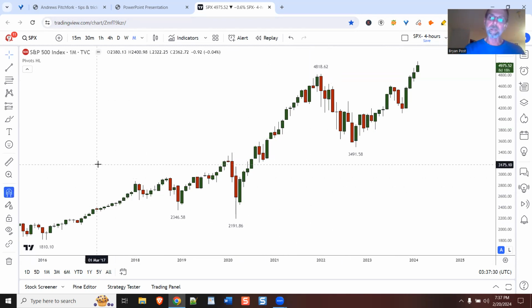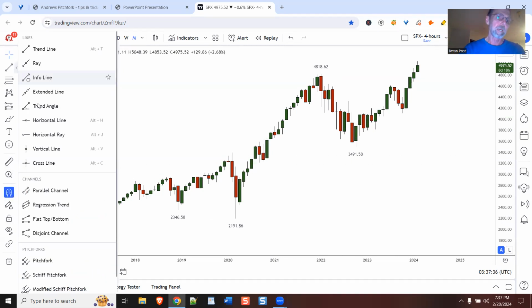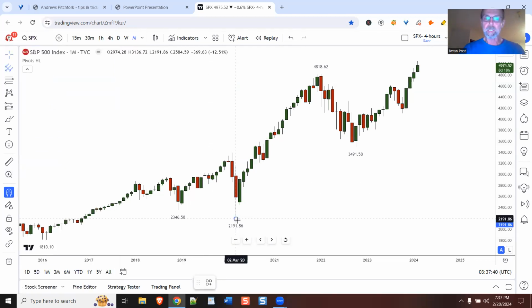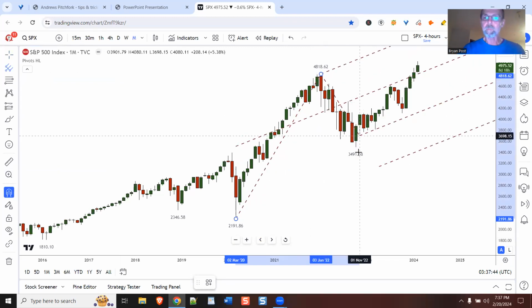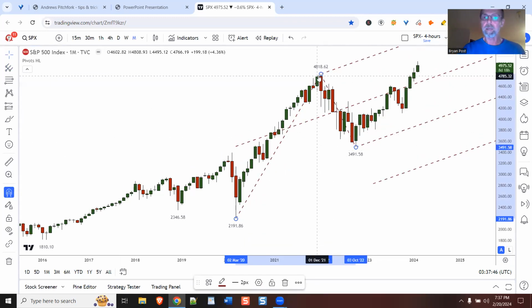And I like to use a magnet, and that's what I've just turned on here. This is a magnet. What the magnet does for us is it makes these points sticky, meaning that we'll get the high or low of the bars that we pick without having to work at it.